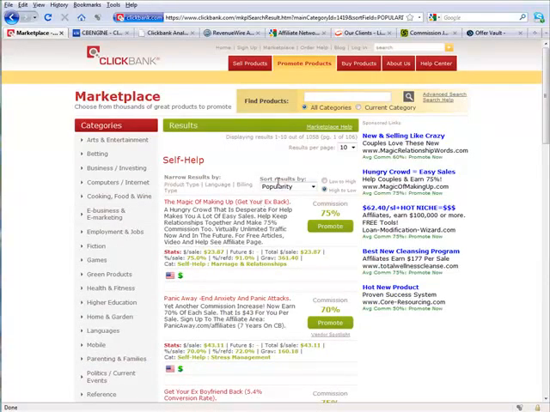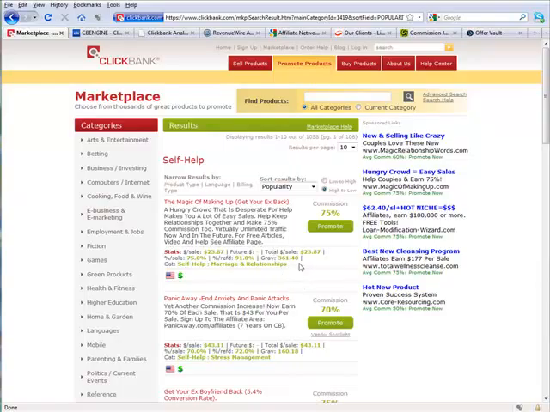Okay, so I have sorted the results by popularity from high to low. And the first result I get is The Magic of Making Up, Get Your Ex Back. It says right here it's a hungry market that's desperate for help and makes you a lot of easy sales. Obviously the vendor, the person who owns the product, is going to put information like that to attract affiliates to promote their product. So you can't really always go by that.